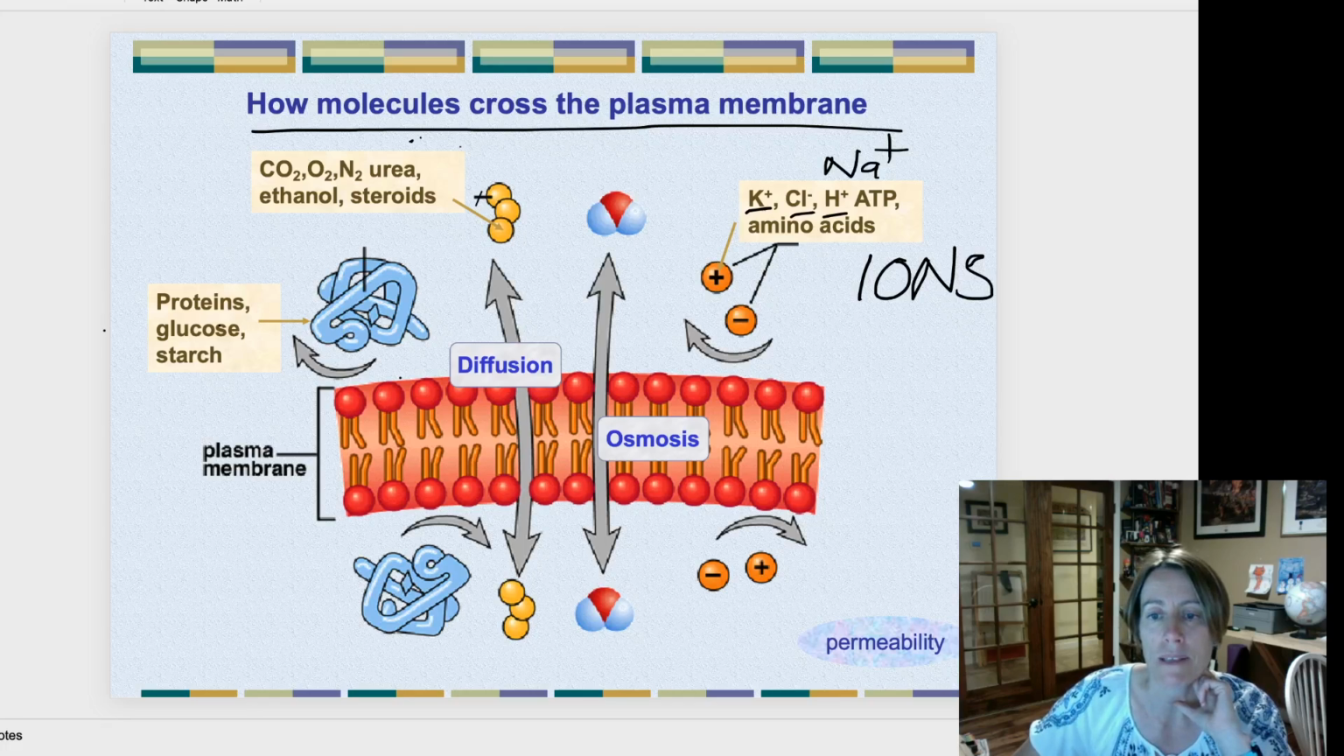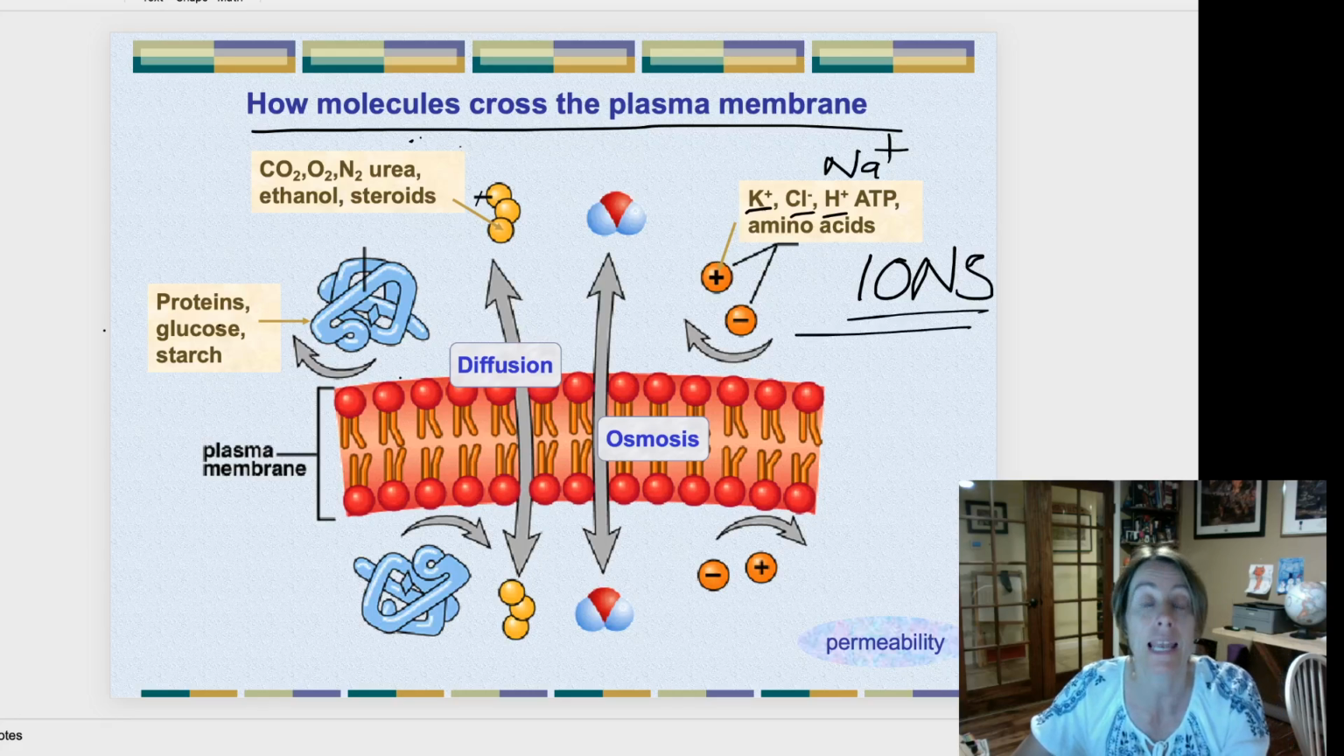They basically kind of bounce off like this is showing. If they're on the outside, they can't get in. If they're on the inside, they can't get out, because they cannot traverse or travel over this super hydrophobic area because they are so charged and so attracted to water. So that's ions. They cannot cross the cell membrane unless they have help.